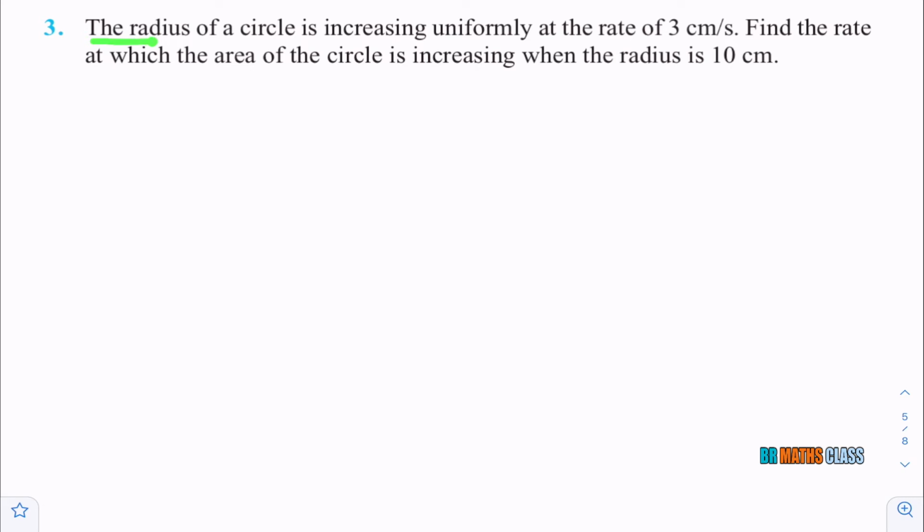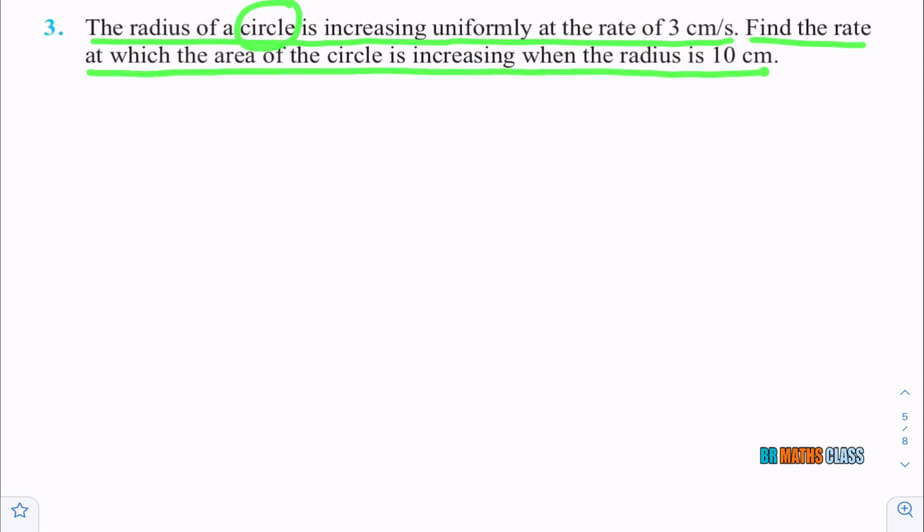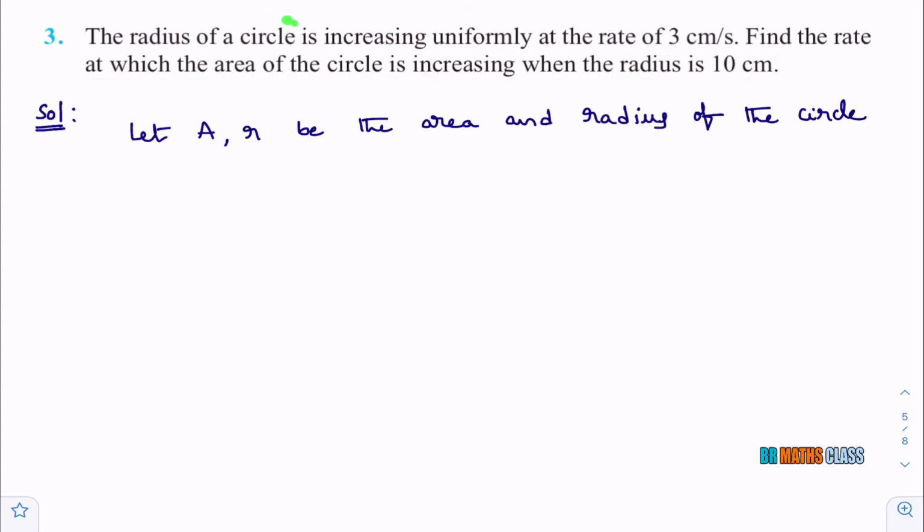Observe this question. The radius of the circle is increasing uniformly at the rate of 3 cm per second. Here we can understand that this problem is related to a circle. They are asking to find the rate at which the area of the circle is increasing when the radius is 10 centimeters. As usual, I'll write the first step. Capital A be the area of the circle, small r be the radius of the circle. So the first step of this problem is over.